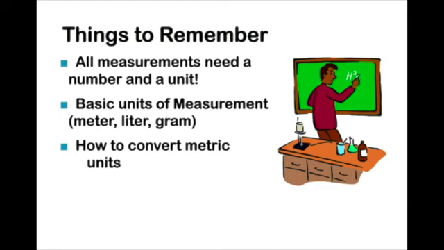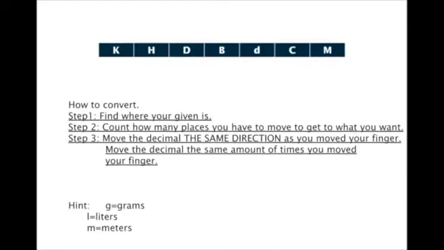And we are going to talk about how to convert metric units. Okay, so how to convert. You'll need to type out what's underlined. Step 1, find where your given is. Step 2, count how many places you have to move to get what you want. Step 3, move the decimal the same direction as you move your finger. Move the decimal the same amount of times you move your finger.